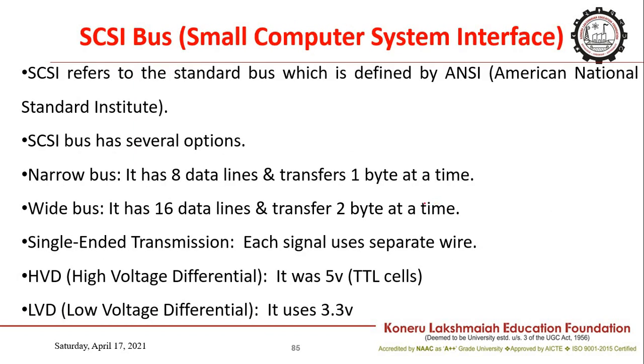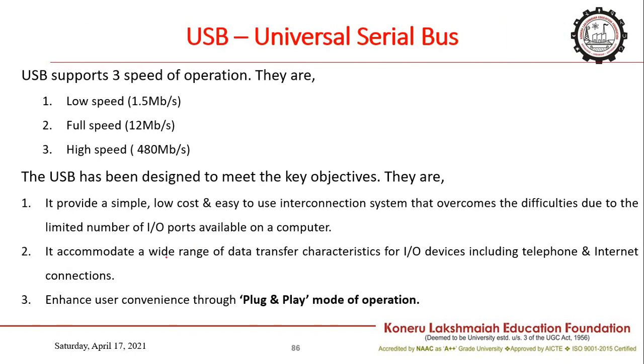Next is the Small Computer System Interface, SCSI. This has narrow bus, wide bus, single-ended transmission, and high voltage differential. USB, as we know, is like a pen drive. There are low speed, full speed, and high speed, depending on which USB we buy. The high cost comes with high speed, the medium cost with full speed, and the low cost with low speed. So this is the Universal Serial Bus.